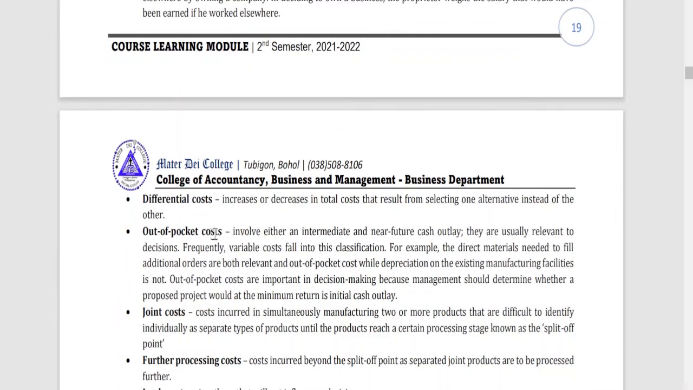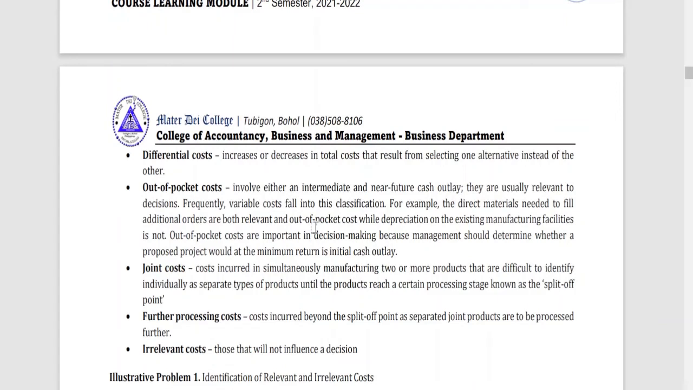Then we have the differential cost. We already learned this earlier that these are the increases or decreases in total cost that result from selecting one alternative instead of the other. Then we have out-of-pocket costs. These are either immediate or near future cash outlay. They are usually relevant to decision. So, out of pocket, so gikan sa bulsa, so ito yung gibayaran nato.